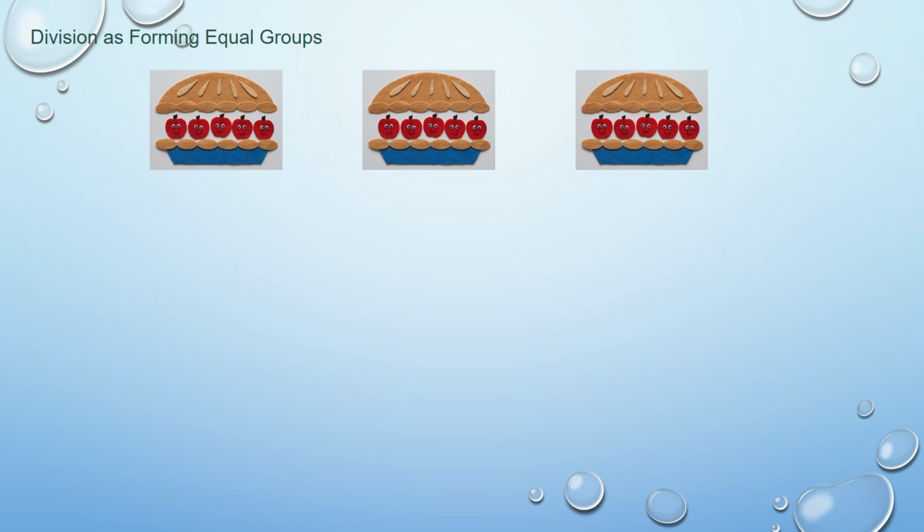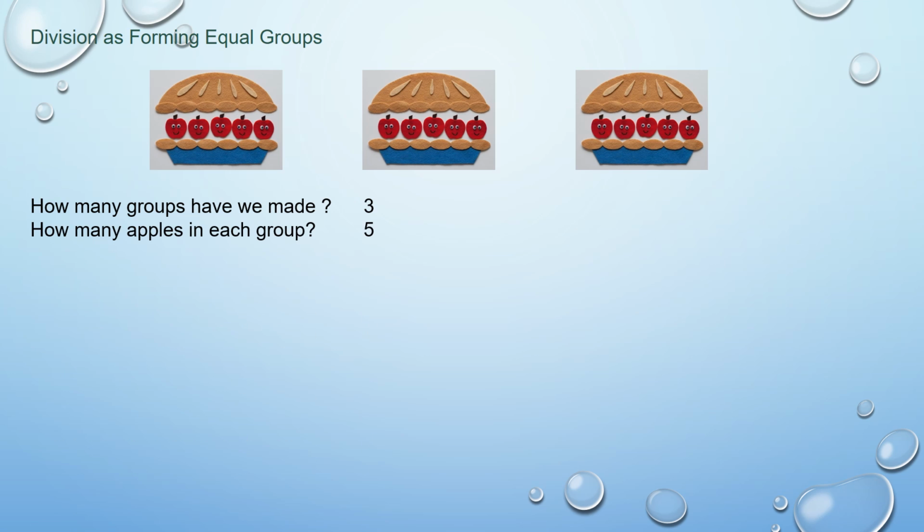Let us see another method. Division as forming equal groups. Here you can see we are forming equal groups. Let us take 15 apples and divide them into groups of 5 apples each. Right? So how many groups have we made? 3. Correct.